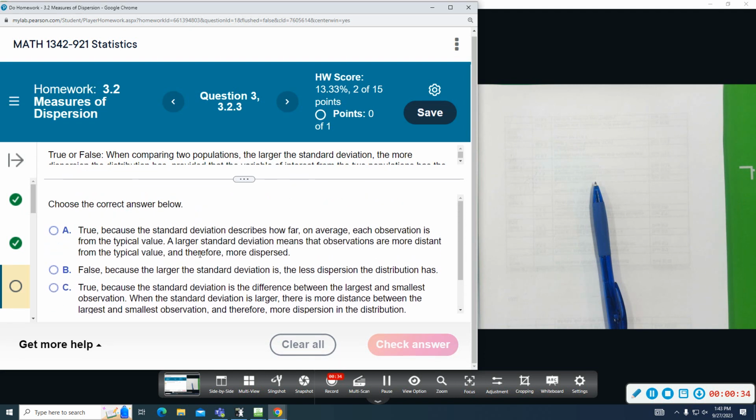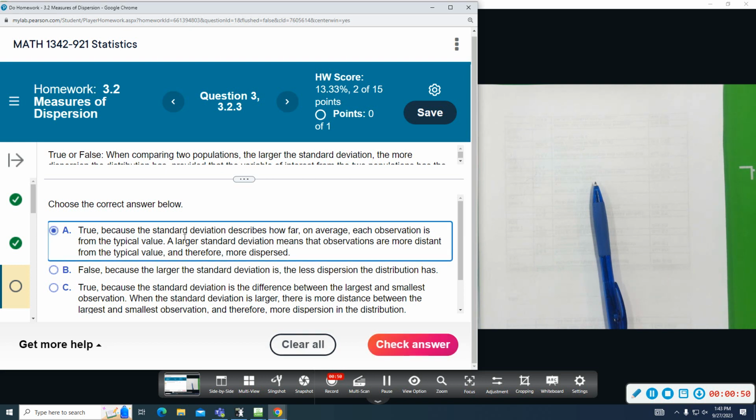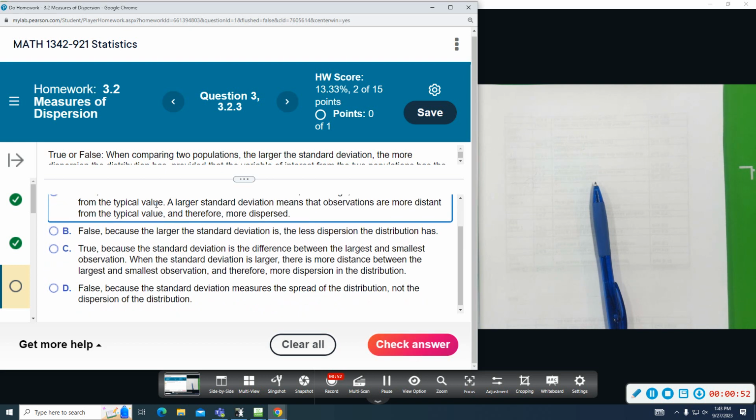So we got some answer choices here. True, because standard deviation describes how far on average each observation is from a typical value. A larger standard deviation means the observations are more distant from the typical value, therefore more spread. Yes, this is exactly verbatim if you read from what standard deviation is.